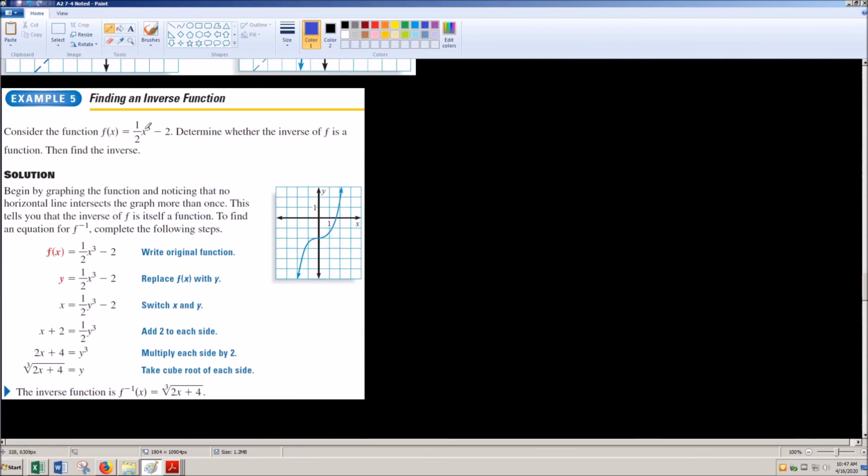To find an inverse function, we're going to look at this one here. So let's start out by writing y equals 1/2 x to the third minus 2. So again, just swapping out my f of x for y. Now my actual first step is to just exchange my x and y, so I swap those, x equals 1/2 y to the third minus 2. And then from here I start solving for y.